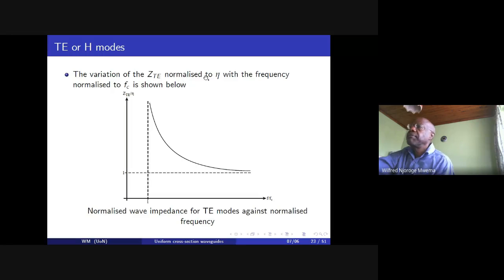So the variation of the transverse electric wave impedance, normalized to the intrinsic impedance, with frequency is shown below. We start from a very high impedance at f_c, and this decreases towards unity as the frequency is increased. This region below f_c is the evanescent region.